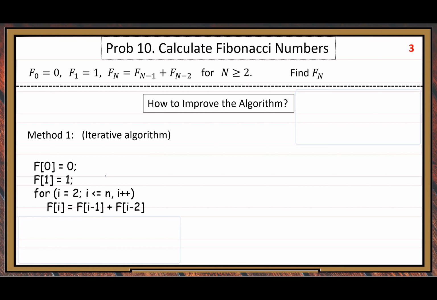From 2 through n, but every time we just do one addition. We know using computer, addition is very fast, right? Addition is extremely fast. And this method has no redundancy. You can see each F number we only calculate once, no redundancy.